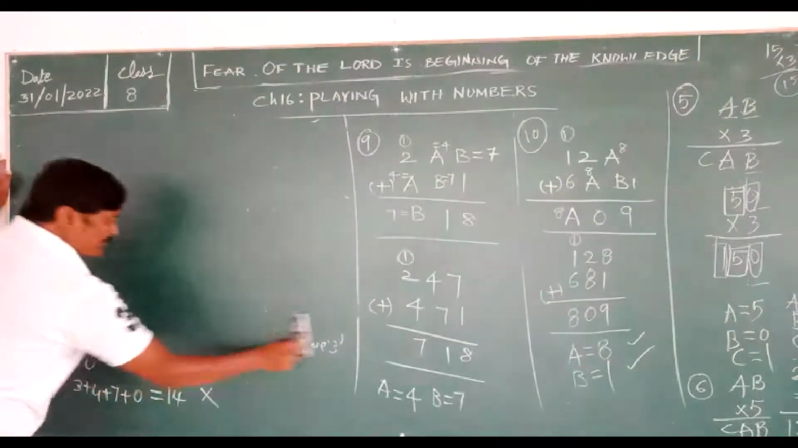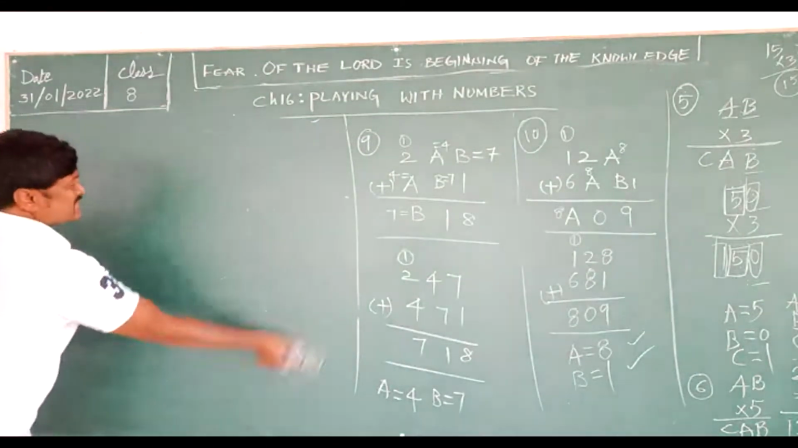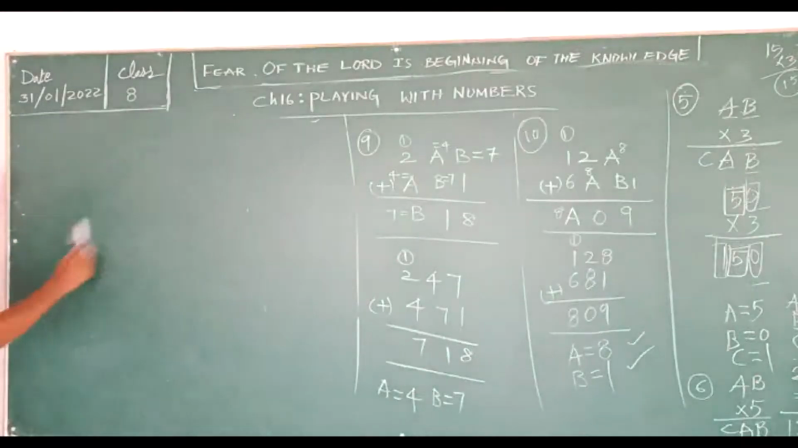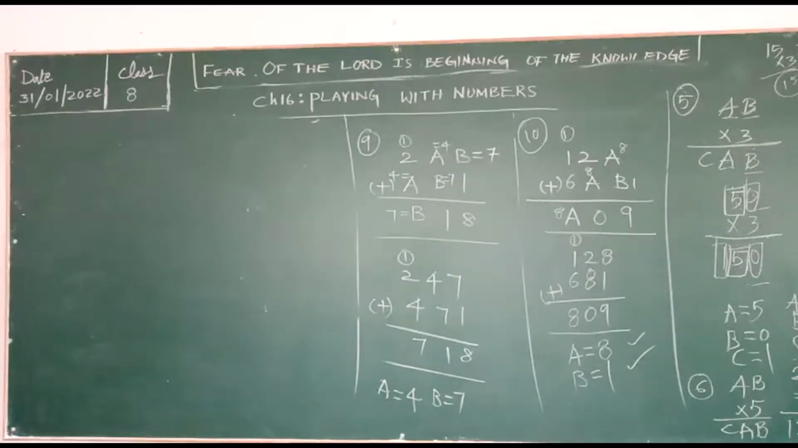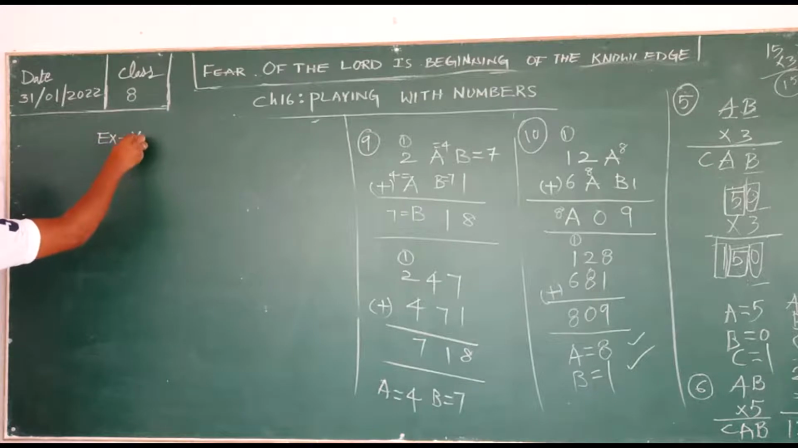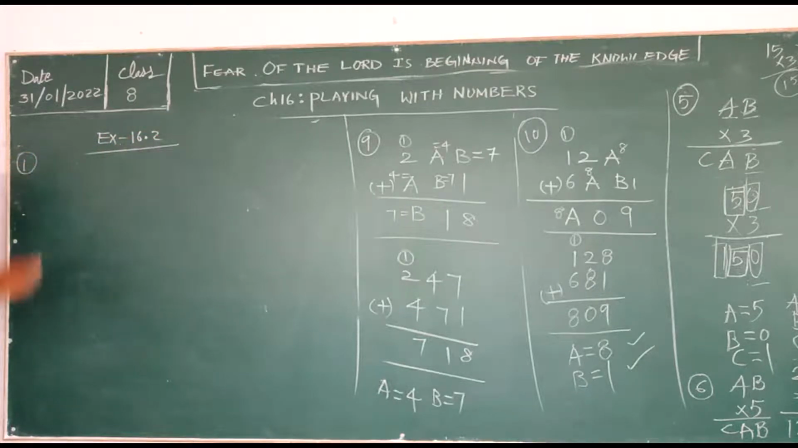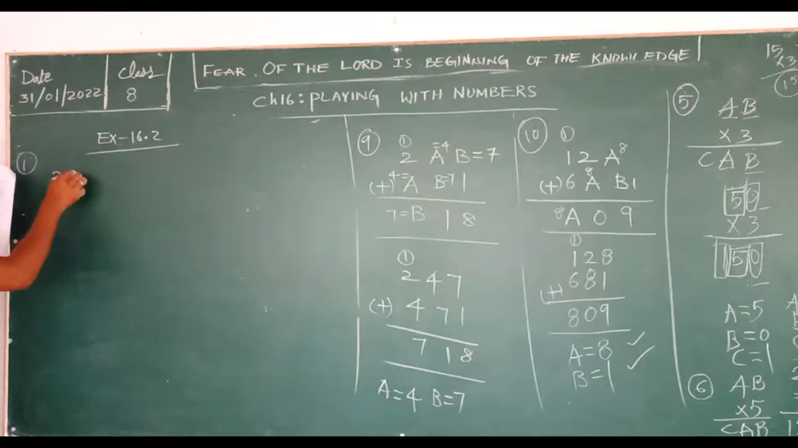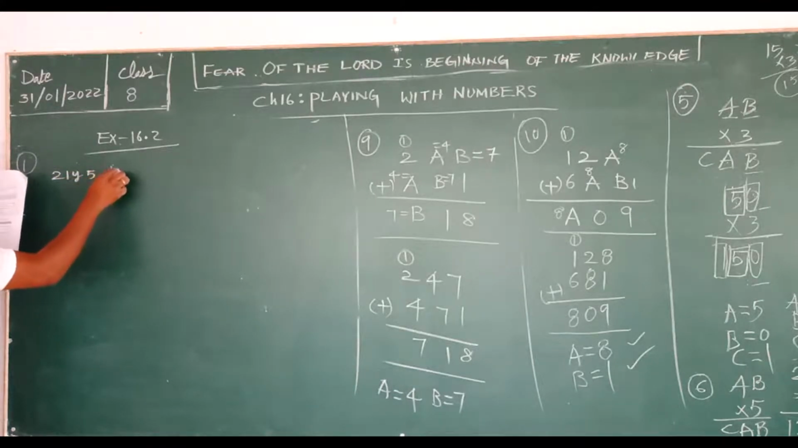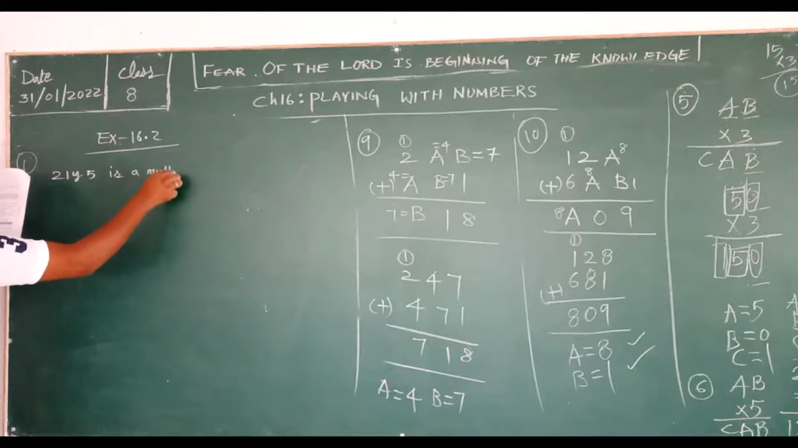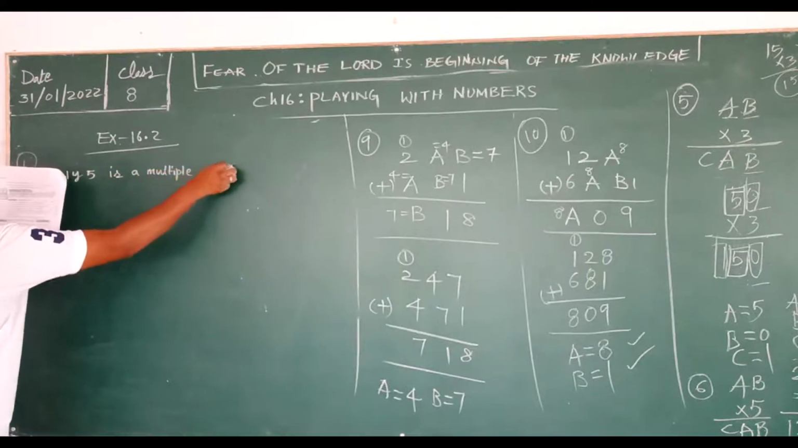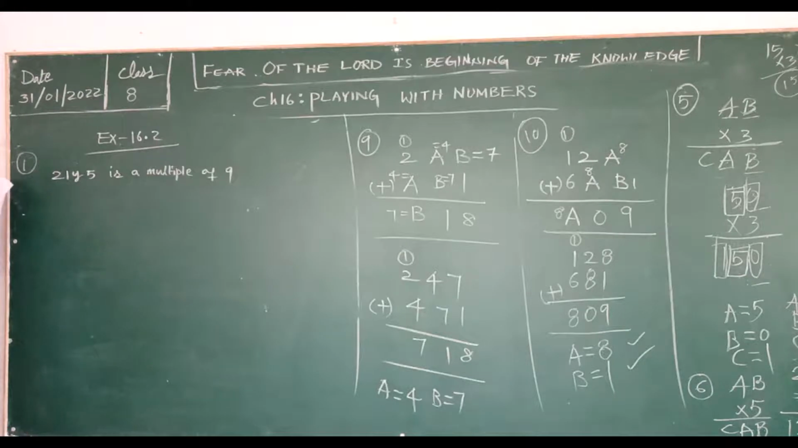Let's check now. Simple questions, that is our exercise. Now we are going to discuss exercise number 16.2. Only 4 questions are there, and we'll finish it off now. Exercise number 16.2. First question. If 2 1 y 5 is a multiple of 9, where y is a digit, what is the value of y?